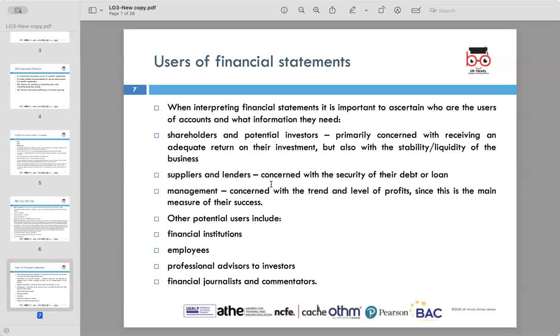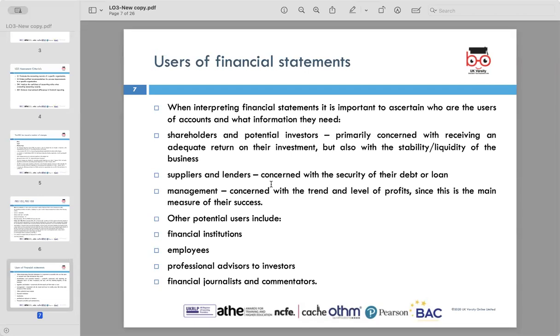Suppliers and lenders. These users are interested in the security of their debts or loans. Financial statements help them evaluate the entity's ability to meet its financial obligations. Management uses financial statements to monitor the trend and level of profits, which serve as key indicators of their success and operational efficiency.